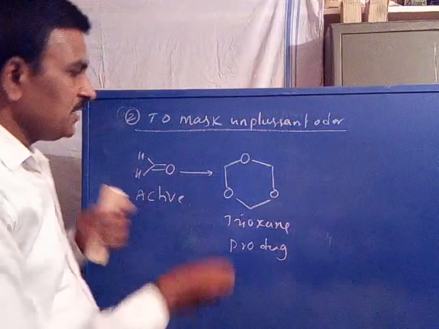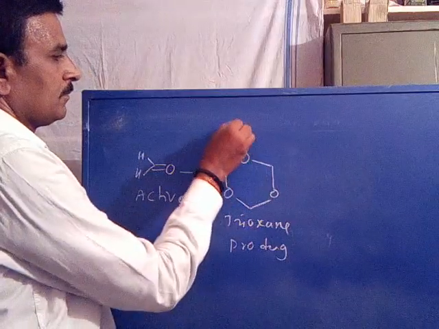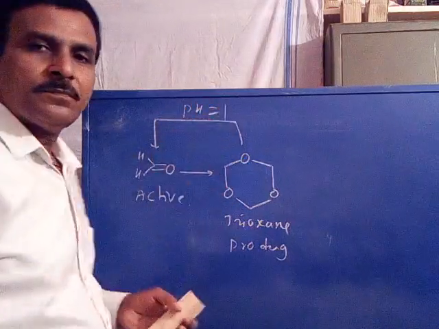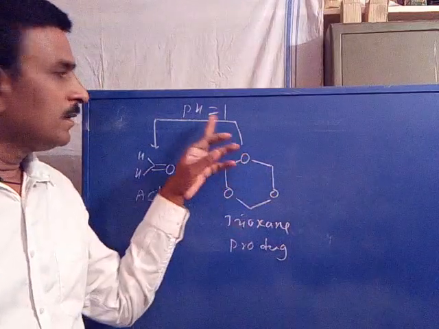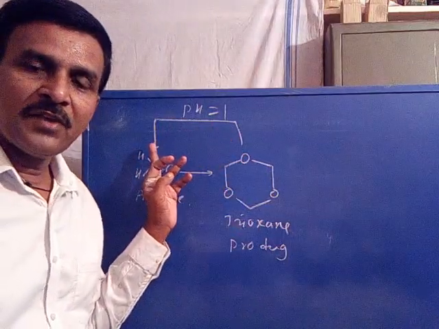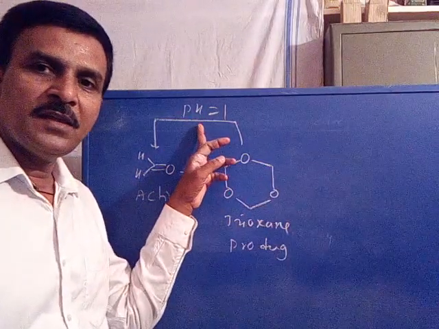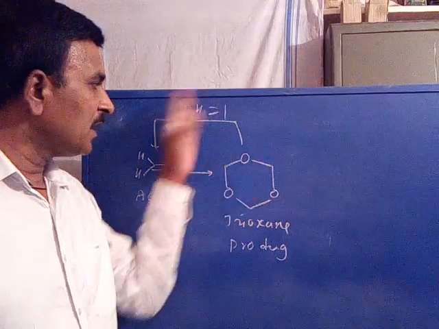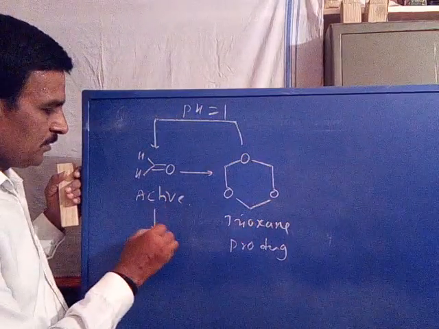Now after reaching the gastrointestine, where pH is equal to 1. After trioxane reaches the gastrointestine, or the target, what happens under these pH conditions? It will be hydrolyzed. Trioxane will be converted back into formaldehyde. Now formaldehyde shows its action.